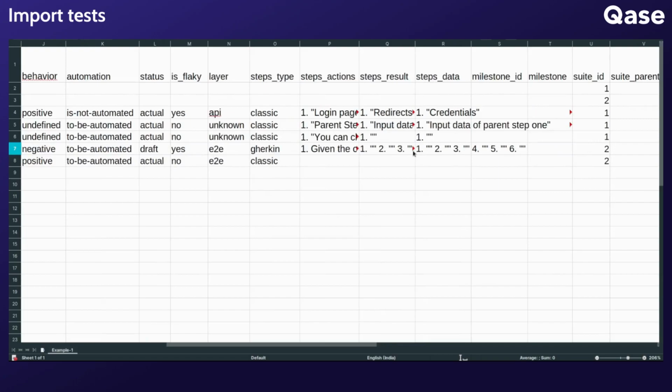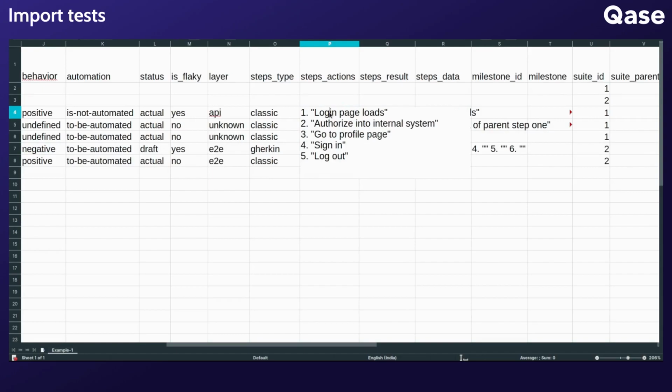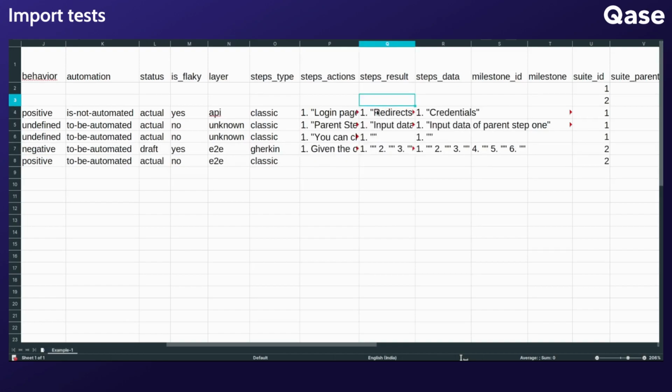For test case steps, you can specify the step type, whether Classic or Gherkin, in this column. And when working with the step action and step result, please ensure to number them and put them under double quotes. Also, if you do not have, say, a step result for step 3, you will need to still add a number for that step and leave it blank under quotes.